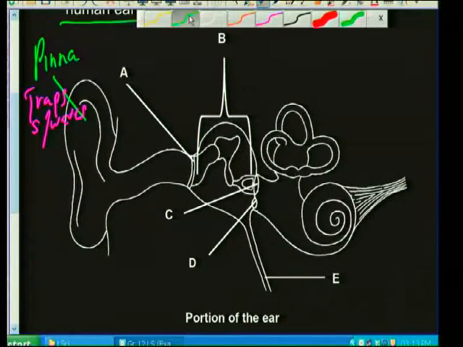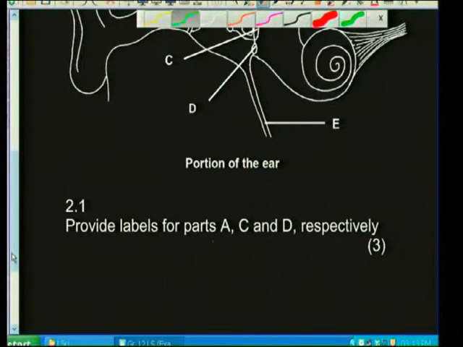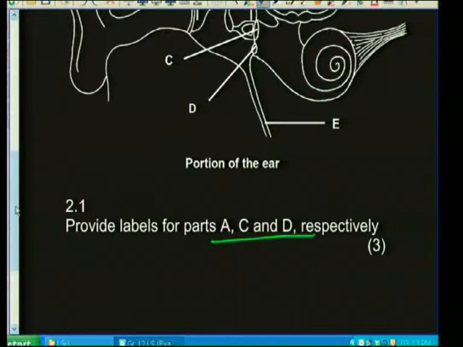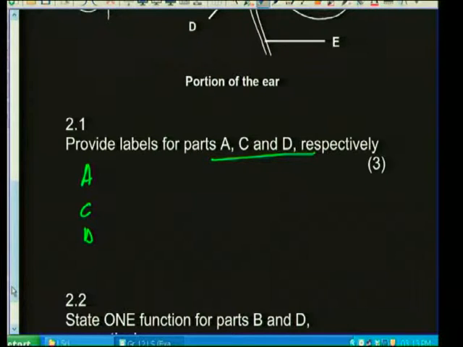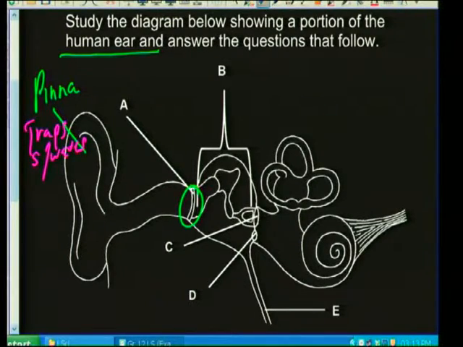Okay, let's go back to our question and provide labels for A, C, and D respectively. Remember, in your answer book, you're going to write down A, C, and D. Do it that way, one below the other, so that it's easier for the marker. When they're marking, they're just going to mark this way. The minute you start switching from here, then C there, and then D, the marker may miss the C. He may not see the C on the other side. It becomes complicated. This is how the memo is set out, so you do it the same way. We're going to label on the diagram, however. A, the structure here, this one here, that is the tympanic membrane.